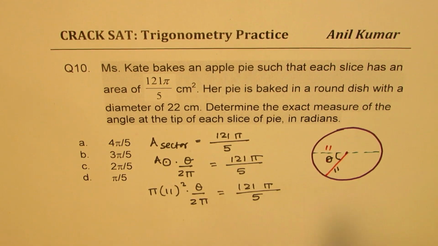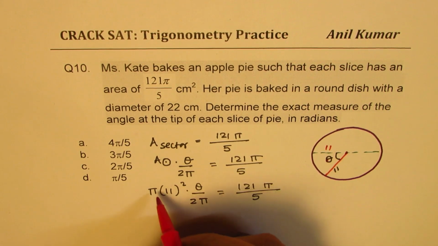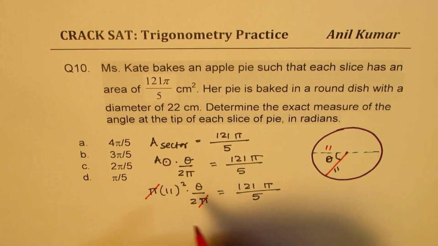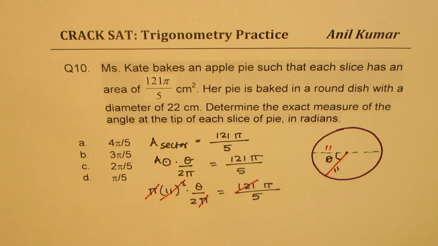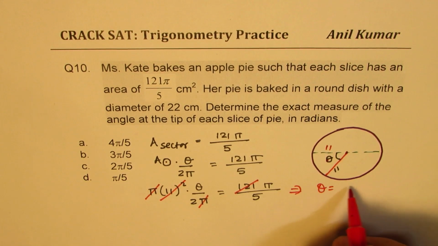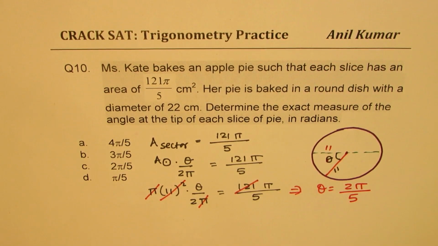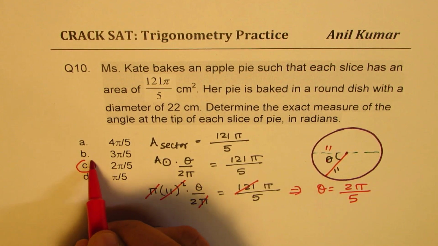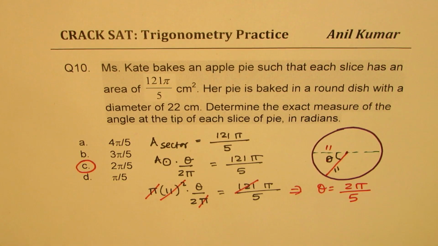Now we can simplify this, cancelling pi and pi. 11 square is the same as 121. Perfect. So from here, you get the value of theta as 2 pi by 5. So this gives you the value of theta as 2 pi by 5, by cross multiplication. So option C is the right option.